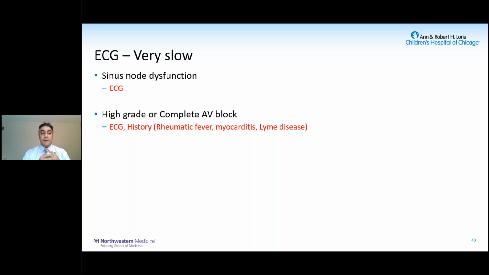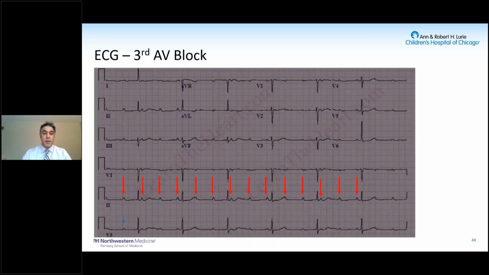High grade or complete AV block, again, these patients will have an ECG finding that is supportive. And their history, this is classically seen in rheumatic fever, myocarditis, Lyme disease. So was there a recent fever? Did you have exposure to possible ticks, camping? Was there a recent sore throat, joint pain, joint swelling? This is an ECG, again, classic for third degree heart block, where you can see the P waves marching out.